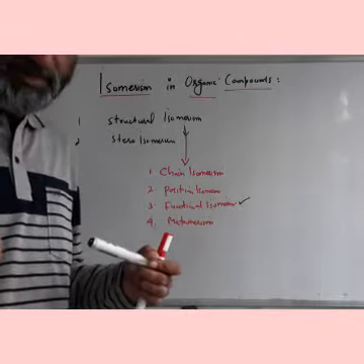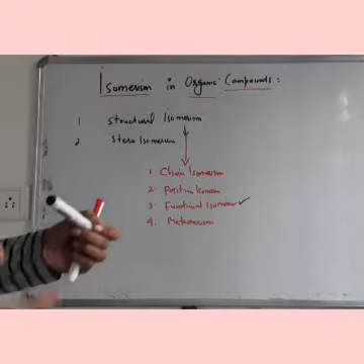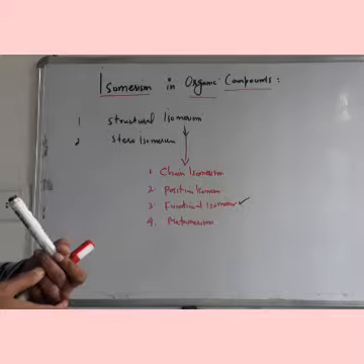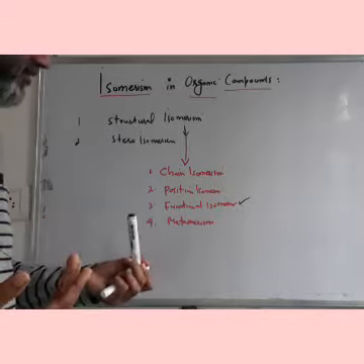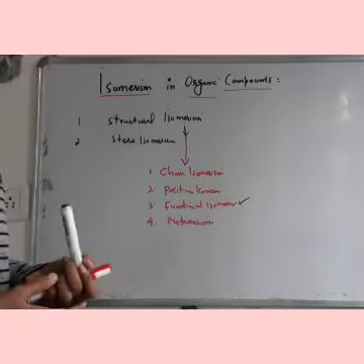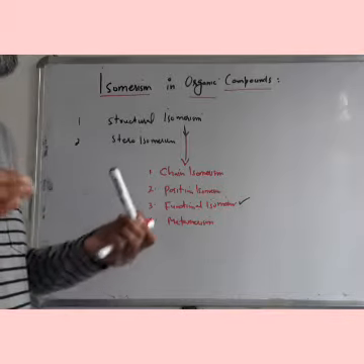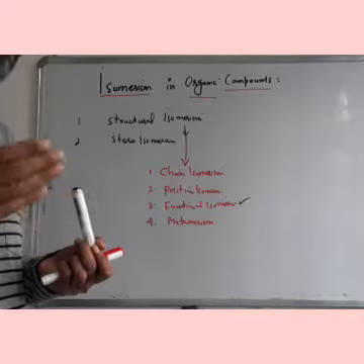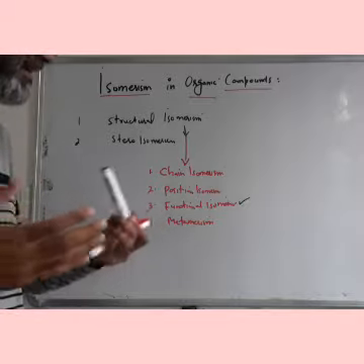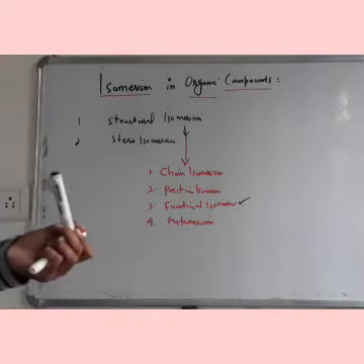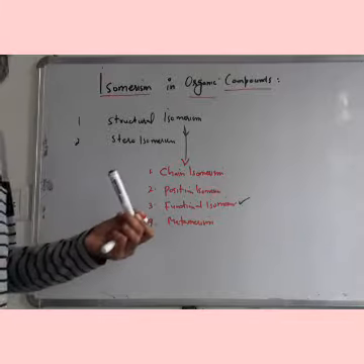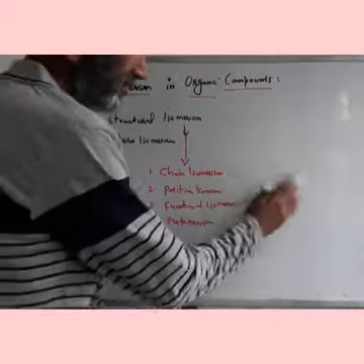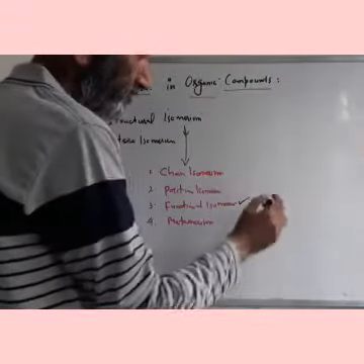So functional isomerism is the phenomenon, the type of structural isomerism, when two or more organic compounds have the same molecular formula. That means they possess the same molecular formula but have different functional groups.